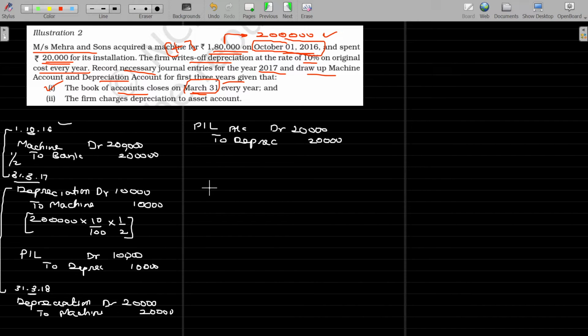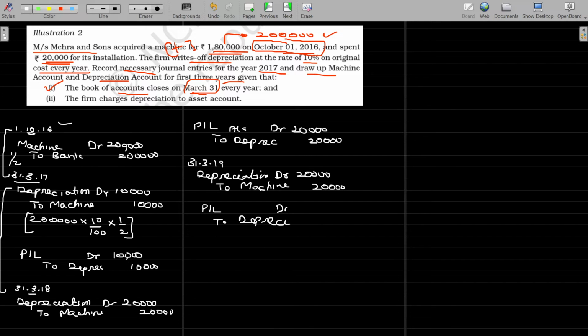Then the third year, 31/3/19. Calculate the depreciation for the full year here. Depreciation debit for full year, the depreciation being 20,000, to asset account, to machine account. The value being 20,000. Then this will be transferable to the P&L account. So profit and loss account debit to depreciation, 20,000.